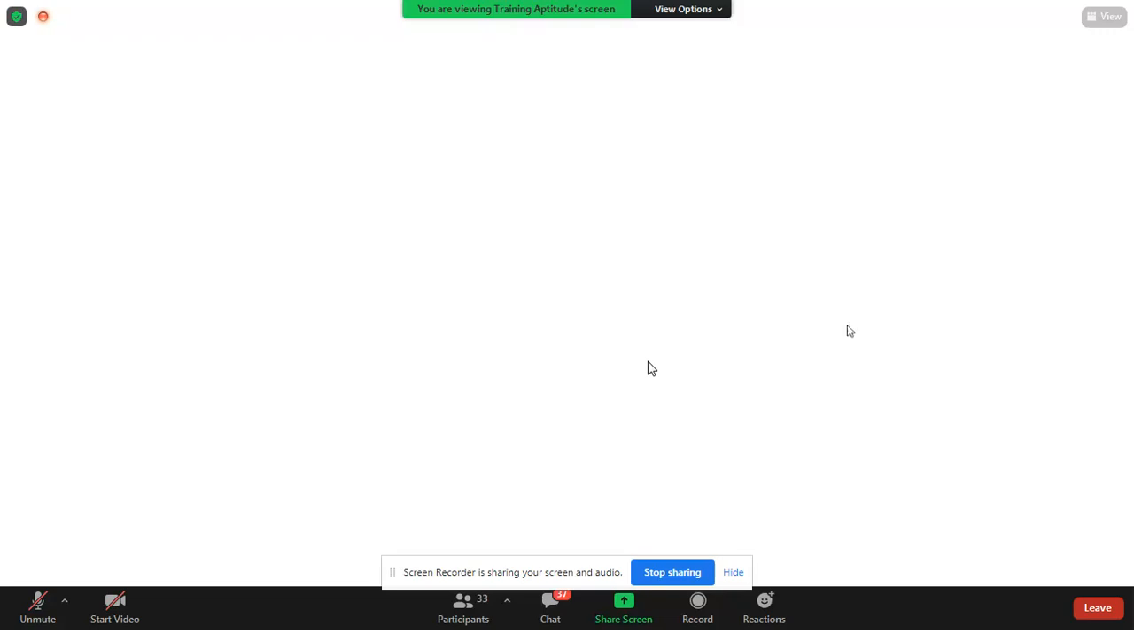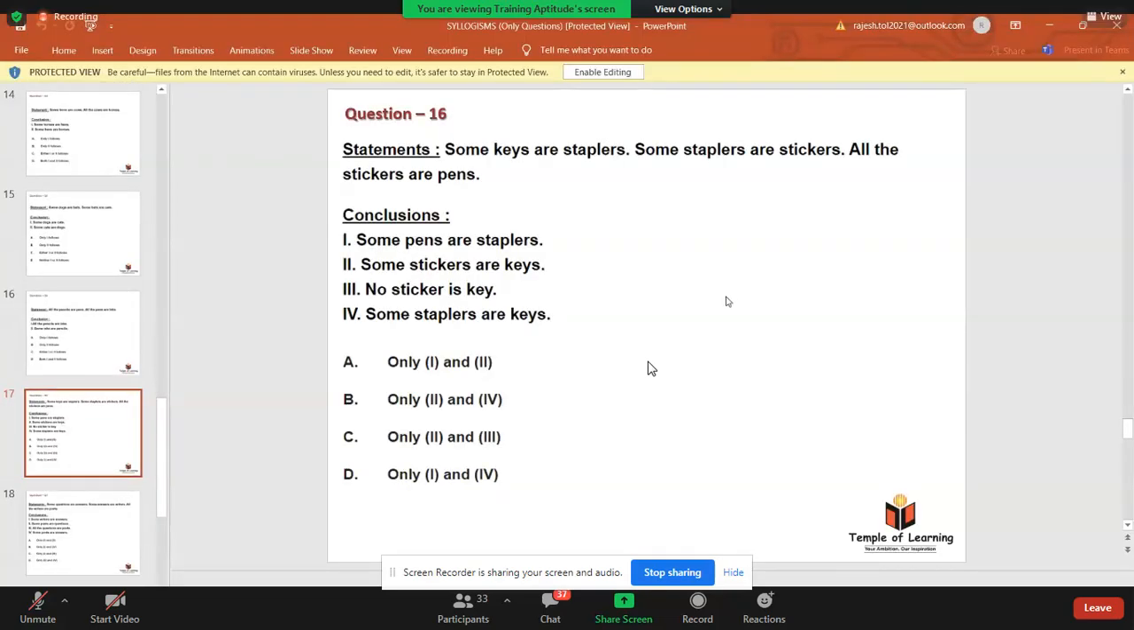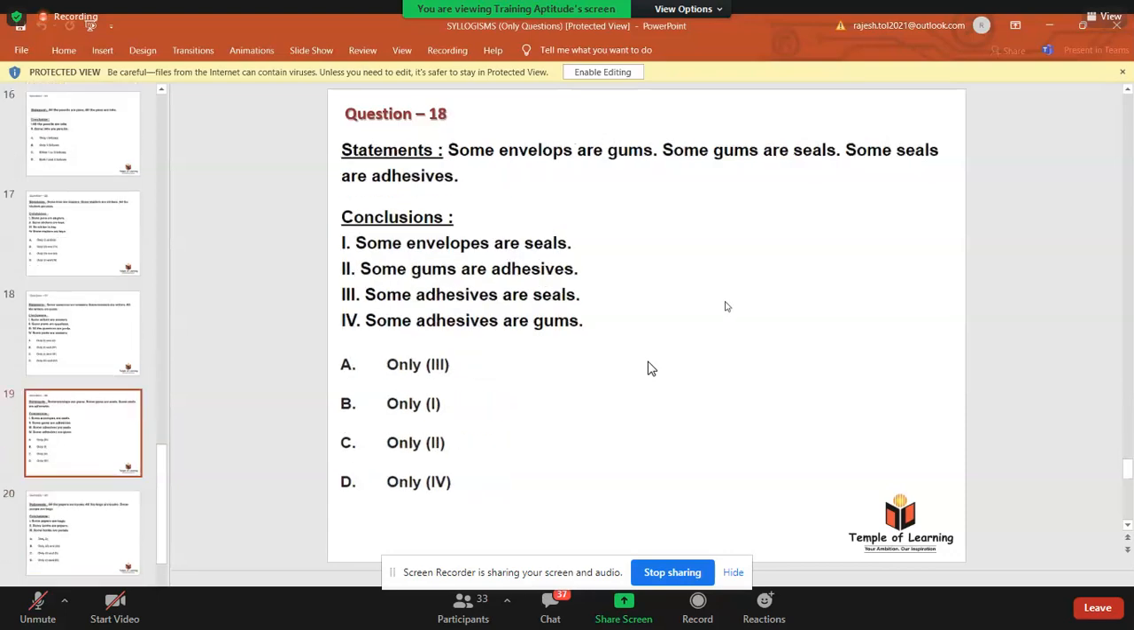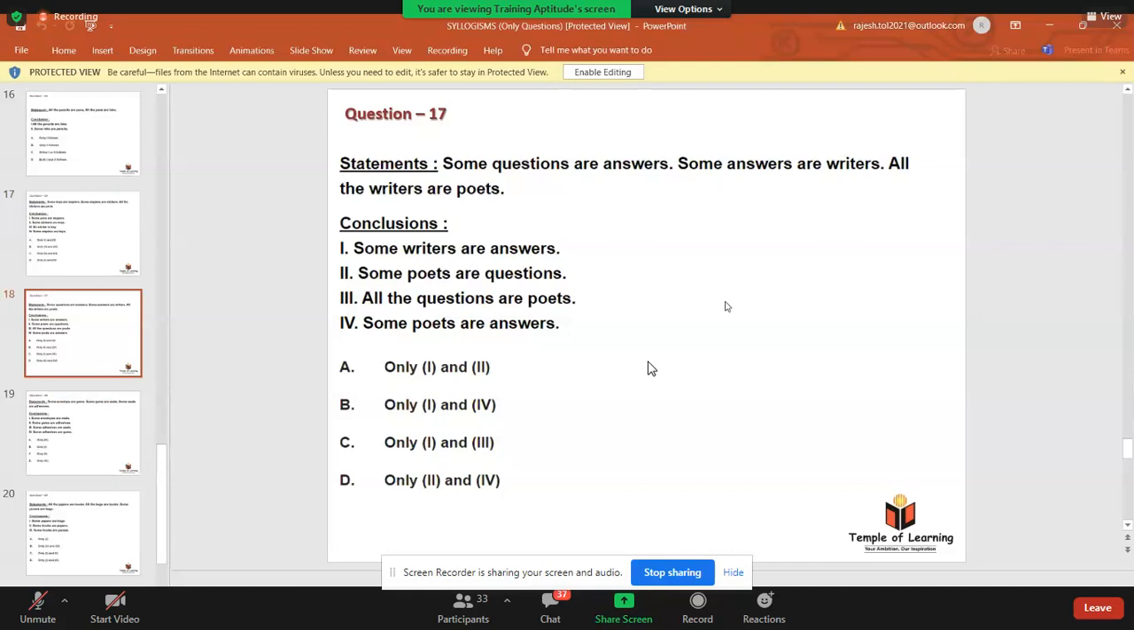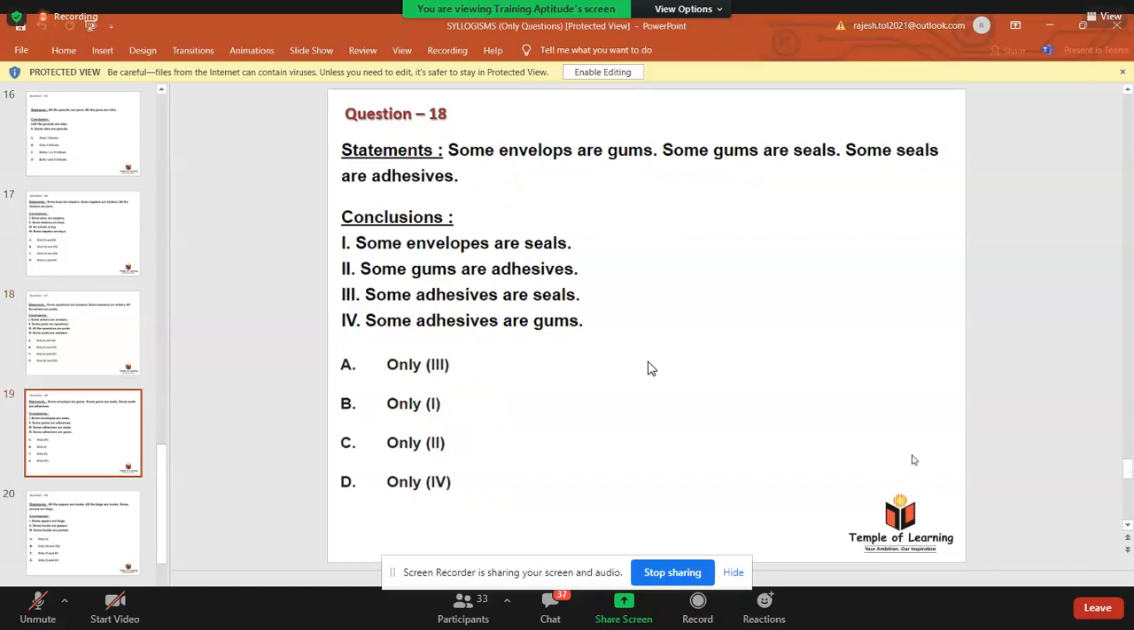Question number 16, option D. Question 17 is options 1 and 4 follow, that's B, Bombay. 18th, option A. Question number 19, option B, 2 and 3. And question number 20, option C.